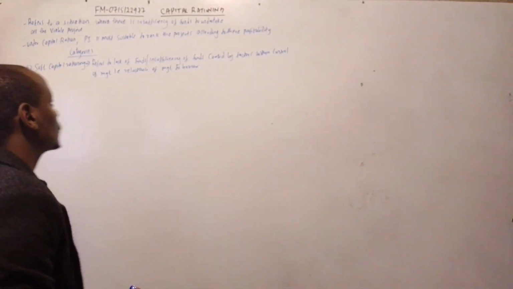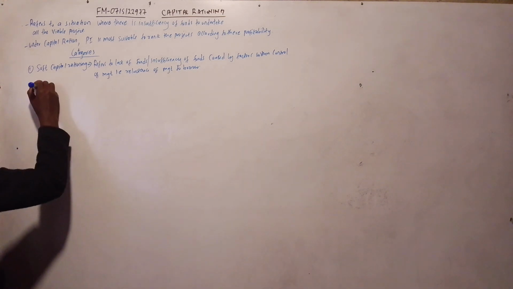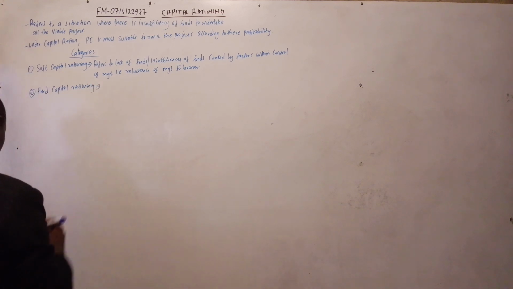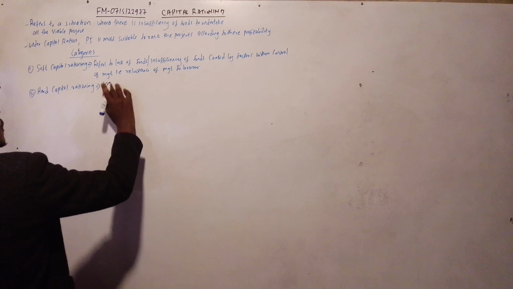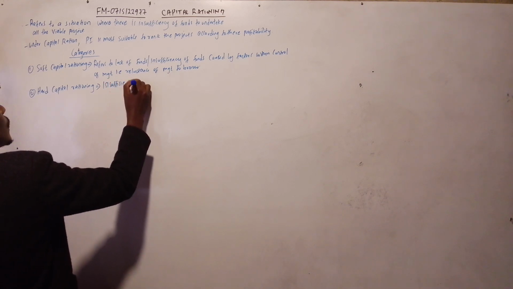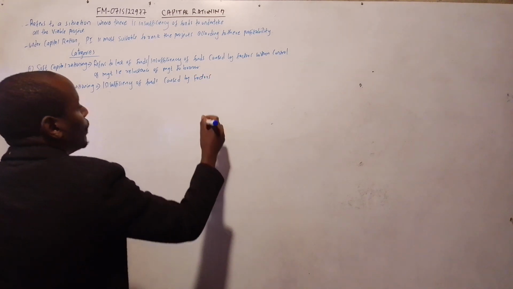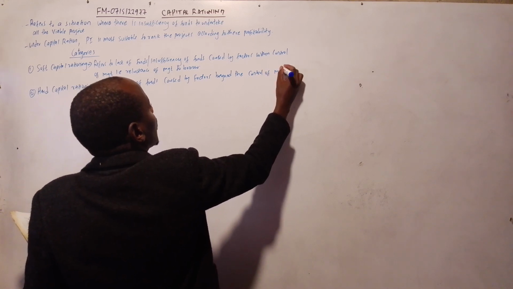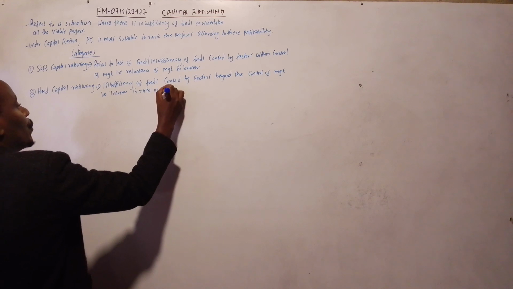Number 2, hard capital rationing. It refers to insufficiency of funds caused by factors beyond the control of management, i.e. an increase in the rate of borrowing, or an increase in interest rate.